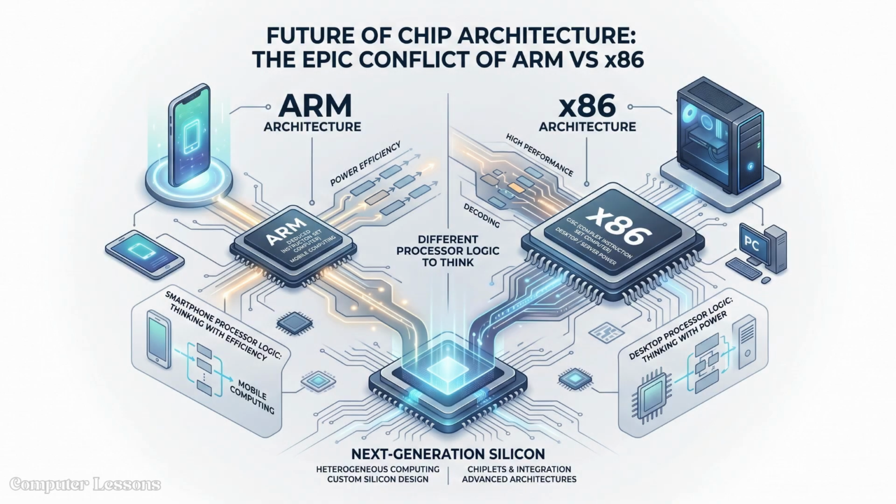In our next technical lesson, we will transition from digital data to the physical machines that process it. We will explore the epic conflict of ARM versus x86 and the future of chip architecture. We will explain why your smartphone and your desktop use different processor logic to think.